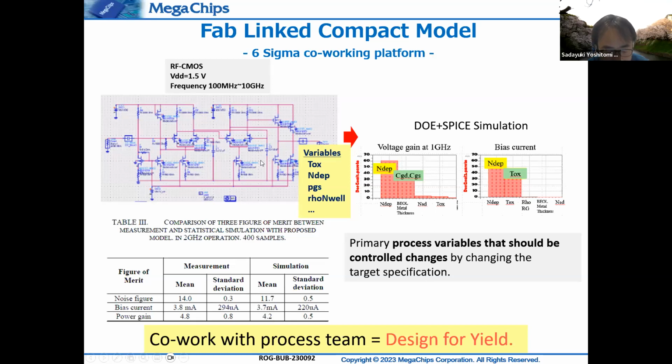At the same time, the device team can understand that NDEP control is important and go back to the factory and optimize the process. This is exactly a Six Sigma co-working environment so that the process, design, and factory teams can collaborate together in order to obtain a higher production yield.